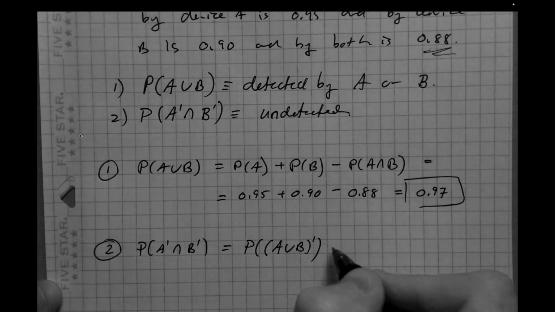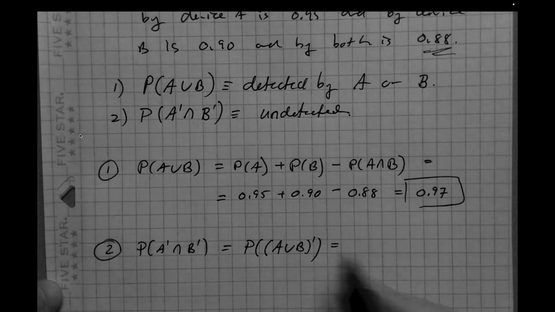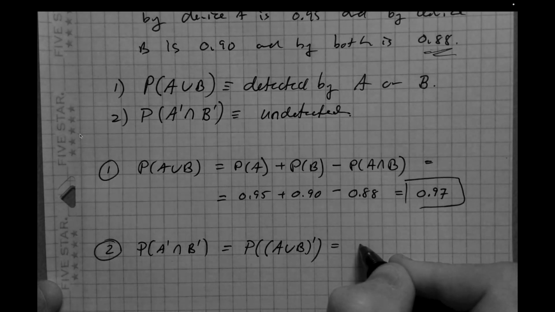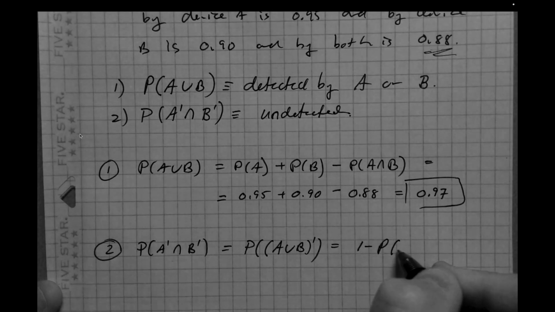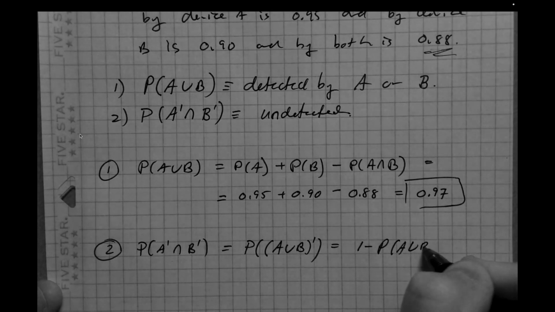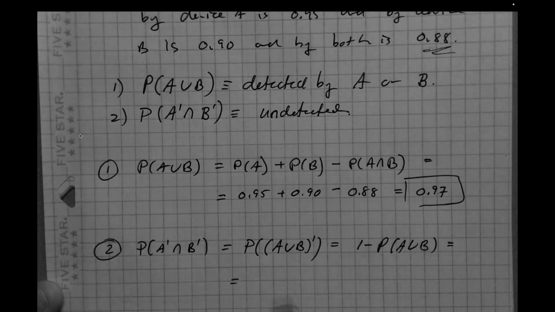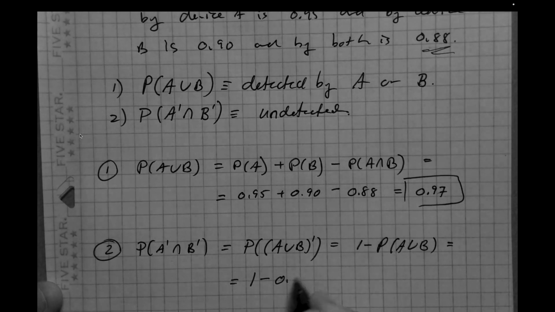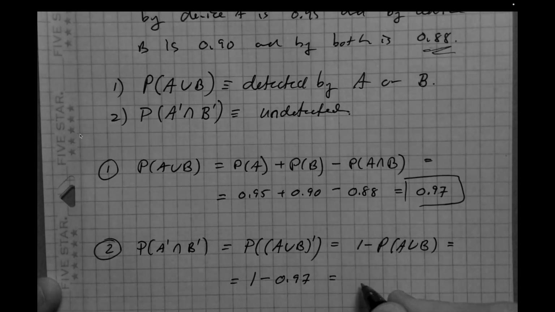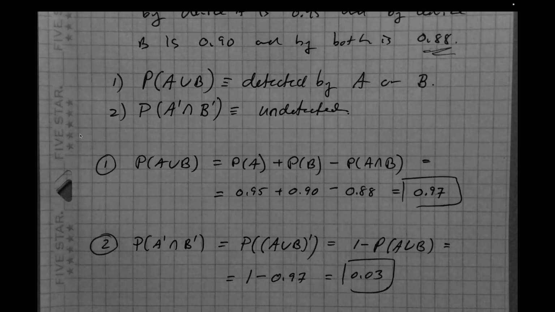And so that's, of course, going to be equal to, by theorem 3, 1 minus the probability of A or B. Now, we just calculated the probability of A or B right here, didn't we? Yep, so this is going to be equal to 1 minus 0.97, and so this will be equal to 0.03. So a 3% chance that the smoke will be undetected.